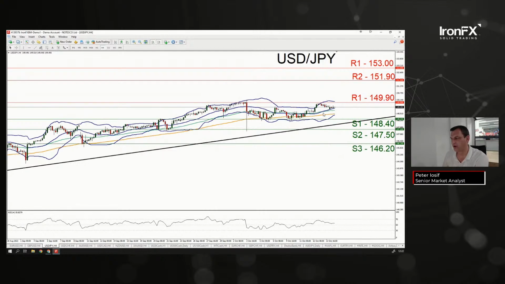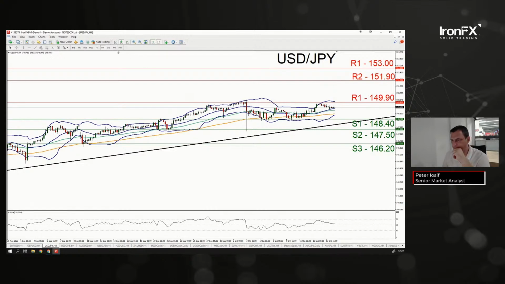Should the bulls take over, I would require a higher peak than this and this one. So practically the pair has to break above the 149.90. That would be, in my opinion, the first possible signal of an upward movement and start aiming for the 151.90 yet. At this point, we have to note that the 151.90 has been a peak for over 20 years.